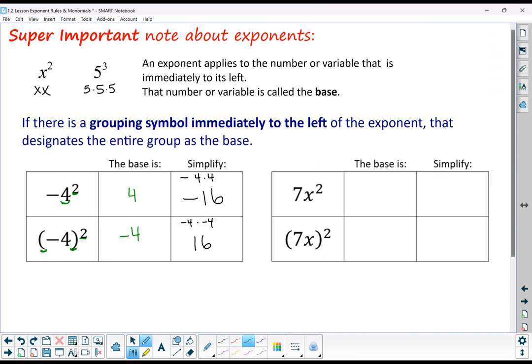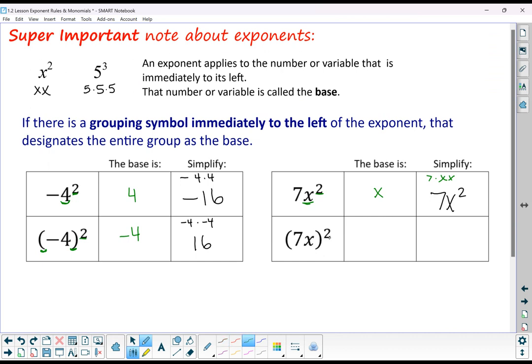So on this expression, 7x squared, you can see that the thing that is immediately to the left of that power is just the x. So on this one, the base is x, and then 7 is just a multiplier coefficient. This is 7 times x times x. We really can't simplify that. It really just is what it is, a 7x squared.